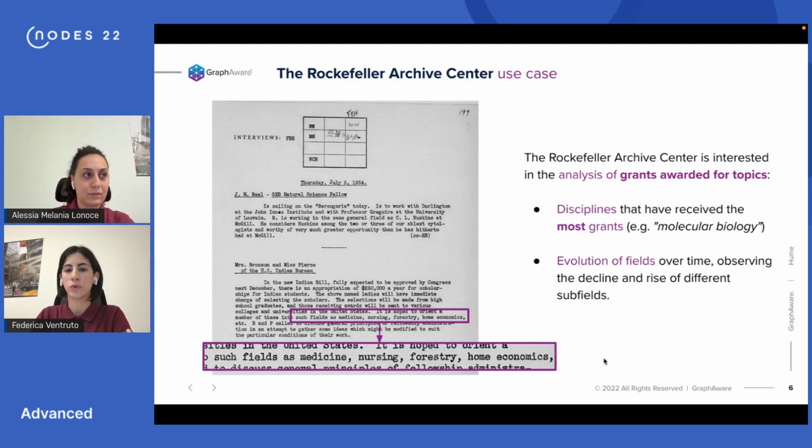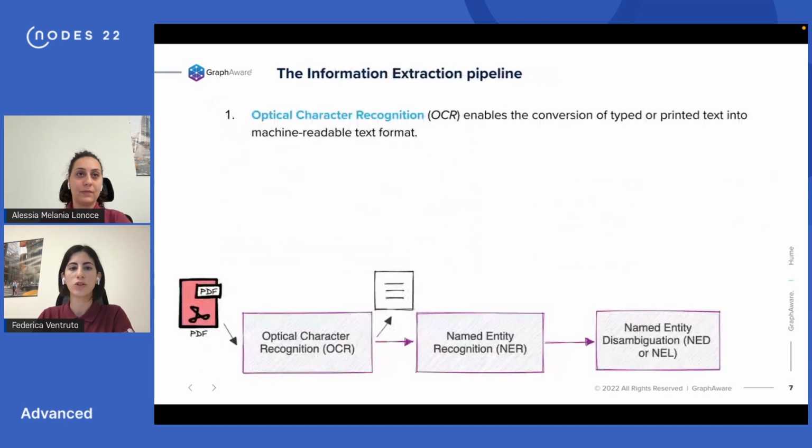Particularly, they asked to find the disciplines that have received the most grants, such as molecular biology, that was one of the emerging fields at that time, and being able to describe the evolution of fields over time with the decline and the rise of different fields. And the topics are the information on which we will focus our attention from now on, that are disciplines and research fields, essentially.